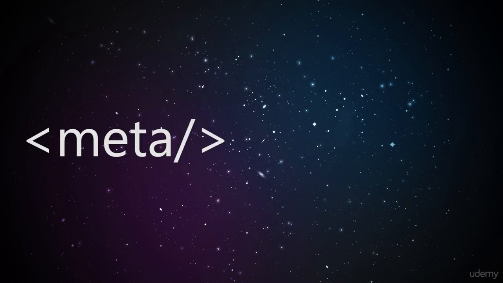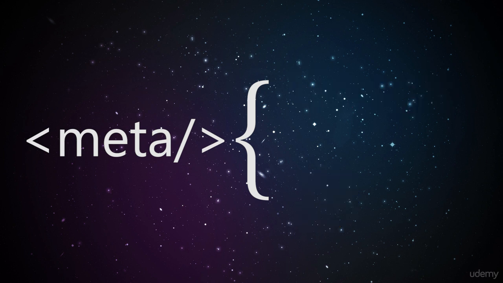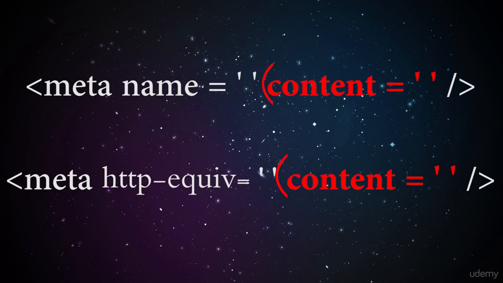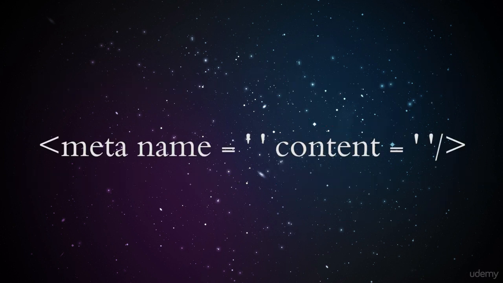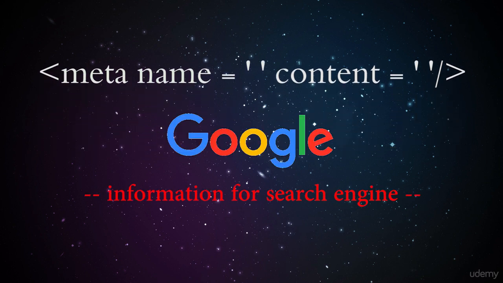Information carried by the meta tag is for the search engine and the browser, not for website users. There are two types of meta tags: name meta and HTTP-equiv meta, and they both need to work with another attribute: content. We will deal with the name meta first. The name meta is mainly for providing information to a search engine.